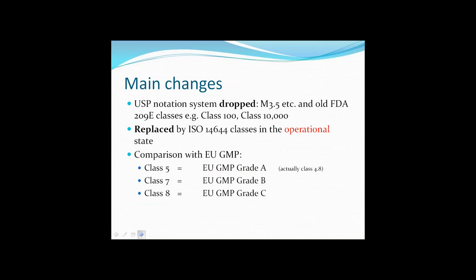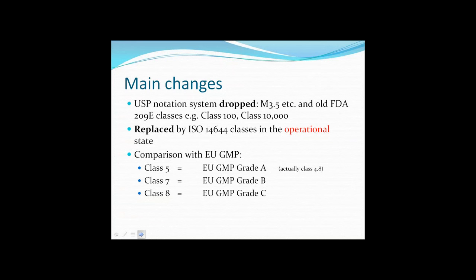Next, an interesting point to note is that with this revised chapter, all of the old USP cleanroom descriptions have gone. So whereas previous versions of the USP referred to a metric cleanroom notational system, so you would see things listed such as M3.5, that is no longer there. Also, any references to the previous class 100, class 10,000, etc., which were assessments of cleanroom particulates as measured in cubic feet, no longer appear in the guidance document.